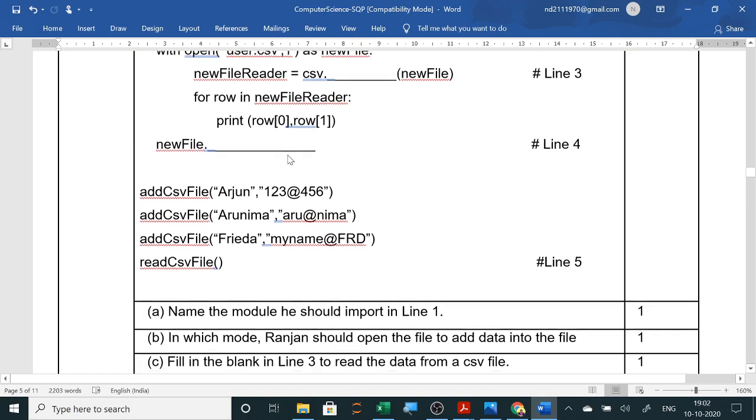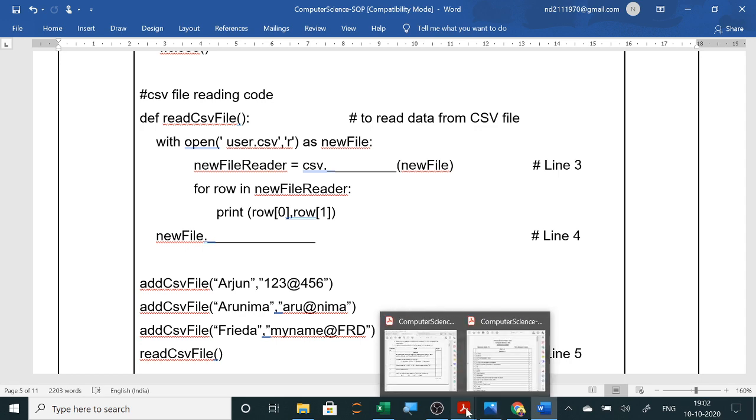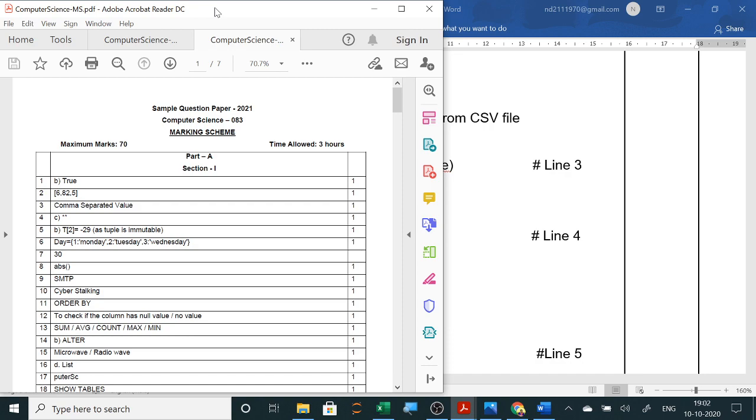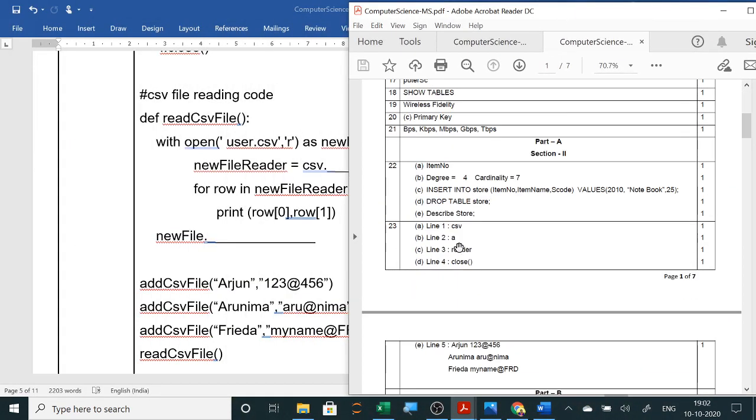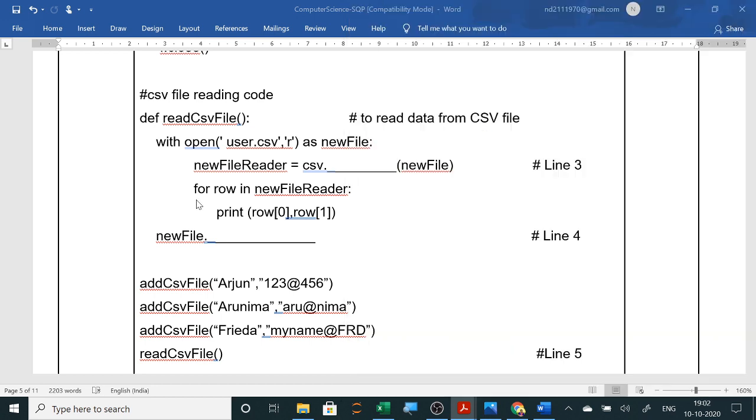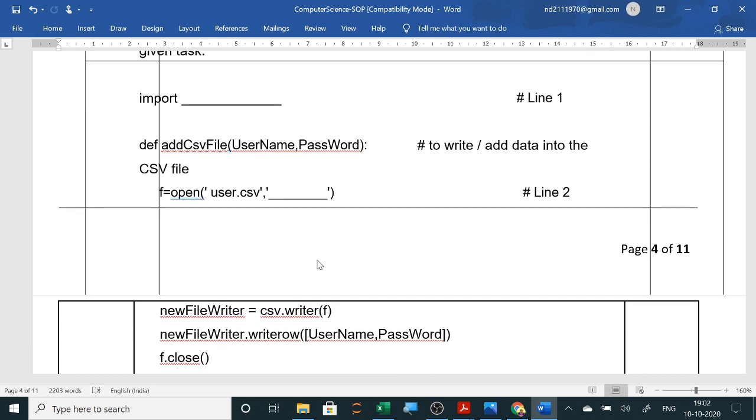And this is a program, and you can see the answers also. I will show you the answers. It is given here. These are the answers. Now in this fill in the blanks, you have already done these CSV programs, so you already know these answers. Like the first fill in the blanks is import csv. This you already know, it is a CSV file, so we will import it.